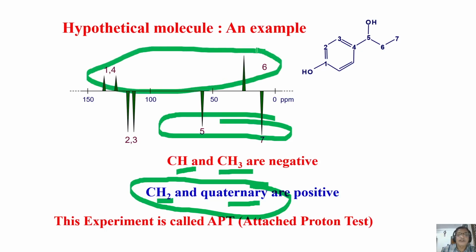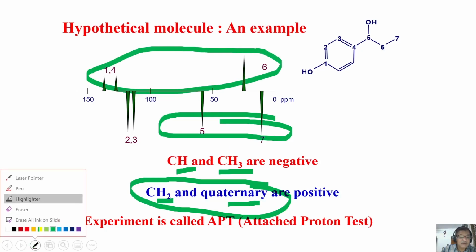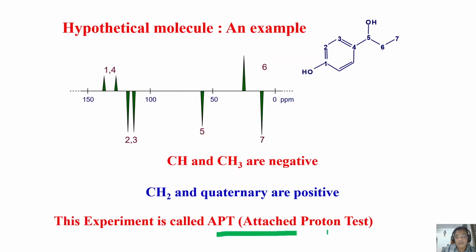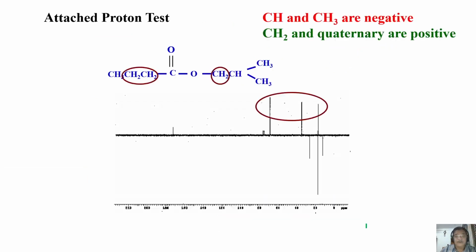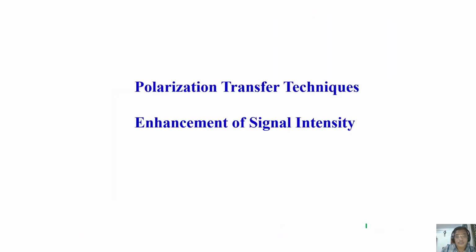The number of protons attached to carbon distinguishes the carbon, and this is called attached proton test. But there is one defect in this case. It identifies this, but it does not distinguish CH and CH3. It distinguishes only an odd number of protons attached to carbon from an even number of protons attached to carbon, but does not distinguish whether it is CH or CH3, or quaternary from CH2. So that problem is always there, and we have to overcome that. Okay, this is a disadvantage.